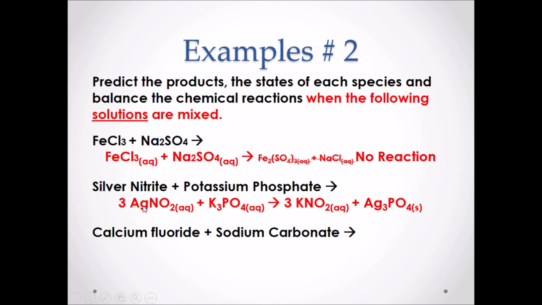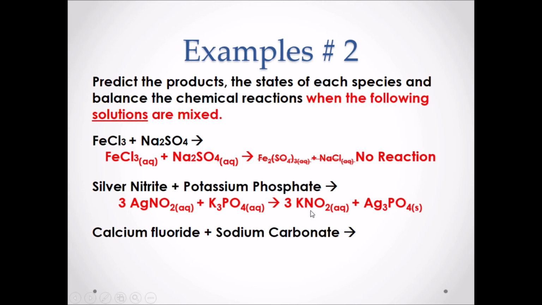In our second chemical reaction, we have the following answer. Step number 1, we have to switch the cations. We are going to switch Ag and K. That will form the products KNO2. We are forming KNO2 because K has a positive 1 charge and NO2 has a negative 1 charge. So when we swap and drop, we are left again with KNO2. And our resulting product, we have Ag, which has a charge of +1, and PO4, which has a charge of -3. So when we swap and drop the charges, we are left with Ag3PO4.